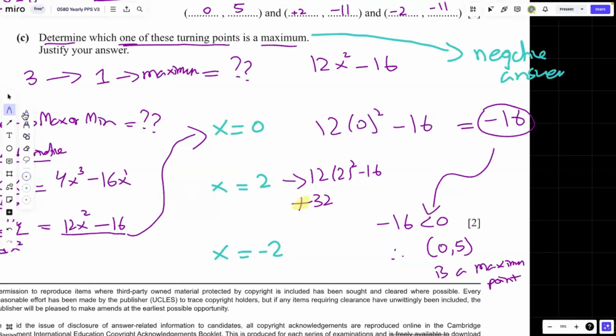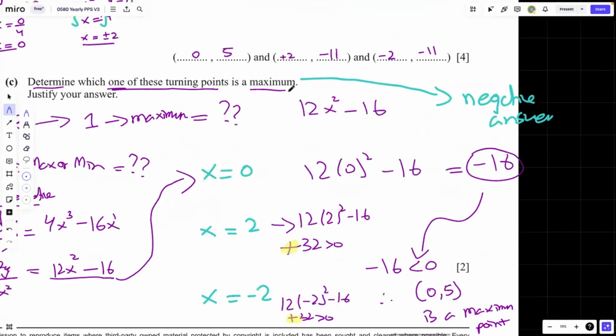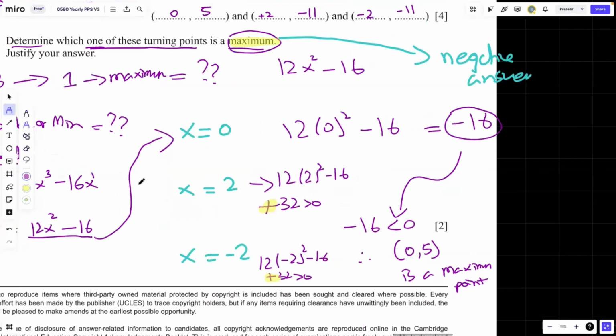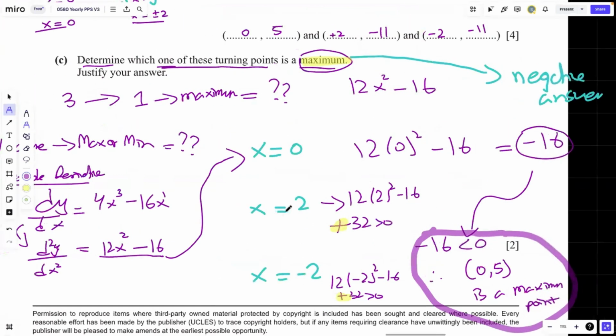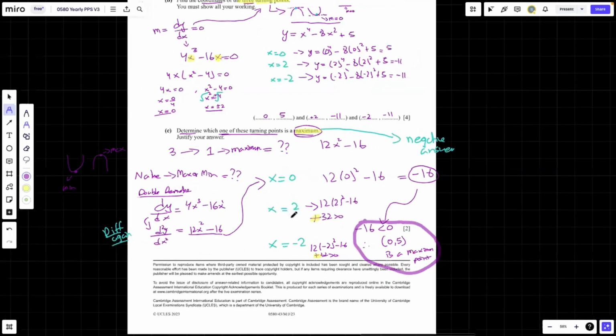And similarly, for negative 2, I'm still getting the same positive answer, positive 32. So both of these answers are greater than 0. So these are minimum points, not maximum points. We were supposed to find the maximum point. So 0 comma 5 is going to be my maximum point because the double derivative is giving me a negative answer in that case. And that's all for this paper.